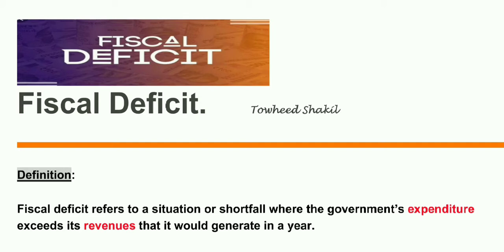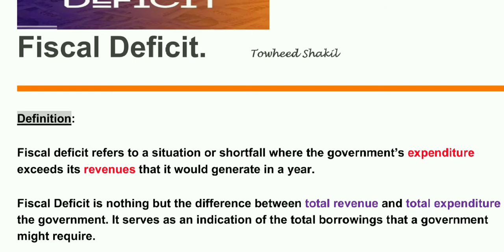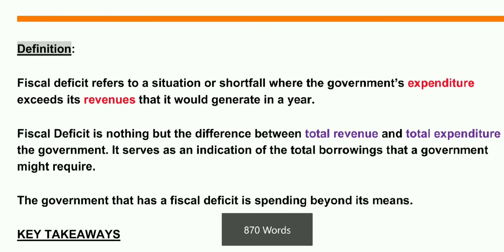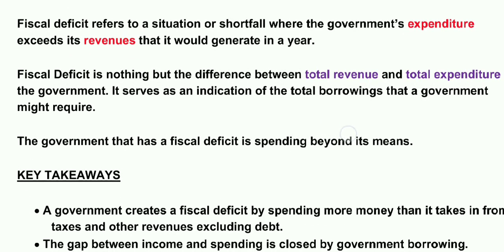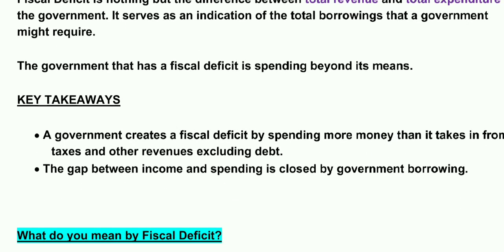So let's get started. Fiscal deficit refers to a situation or shortfall where the government's expenditure exceeds the revenues that it would generate in a year. Fiscal deficit is actually nothing but the difference between total revenue and total expenditure of the government. It serves as an indication of the government borrowings that a government might require. The government that has a fiscal deficit is spending beyond its means. The government creates a fiscal deficit by spending more money than it takes in from taxes and other revenues, excluding debt. The gap between income and spending is closed by government borrowing.